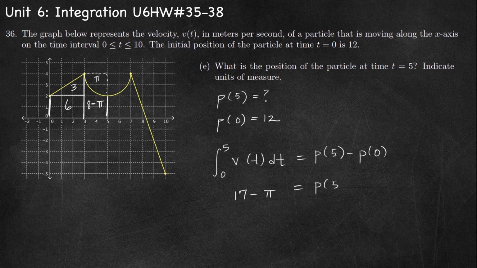equals p of 5 minus p of 0. We know p of 0 is 12. So now if I add the 12 over to the other side, I get 29 minus pi equals p of 5. And p of 5 is the position of the particle at 5, so the units there would be meters. P of 5 equals 29 minus pi meters.